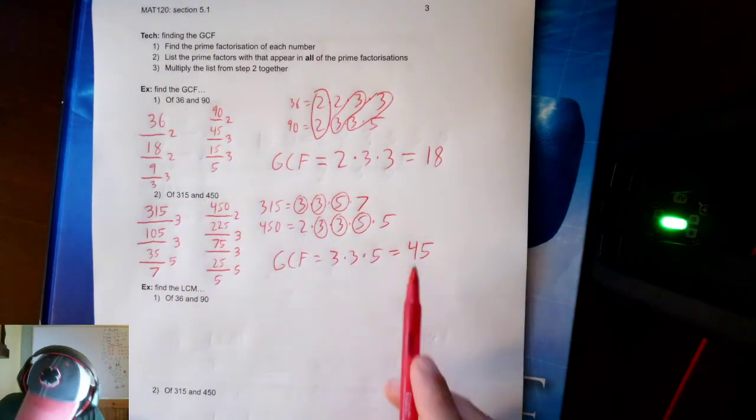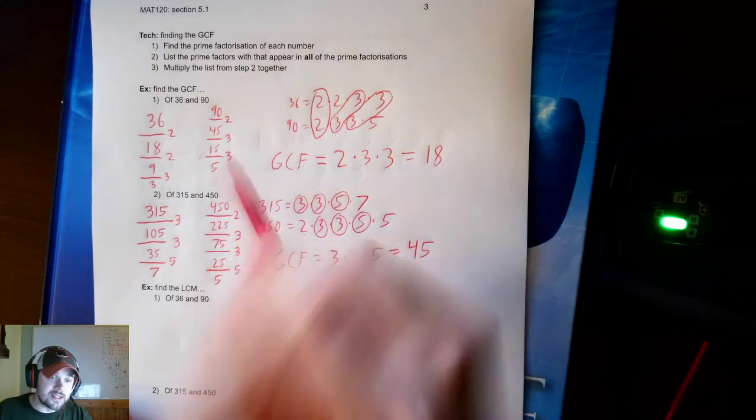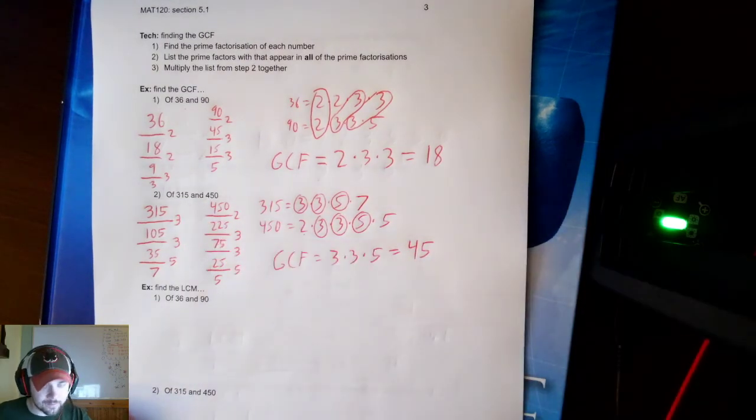315, 450, 45 is the largest divisor of both of those. And notice it was the same process. I didn't switch any of my techniques. Just because I was working with bigger numbers does not mean I switched the technique.